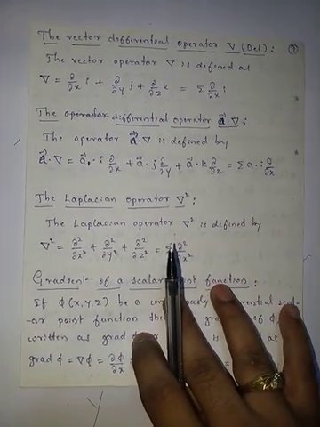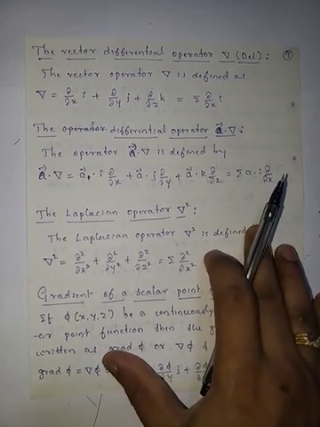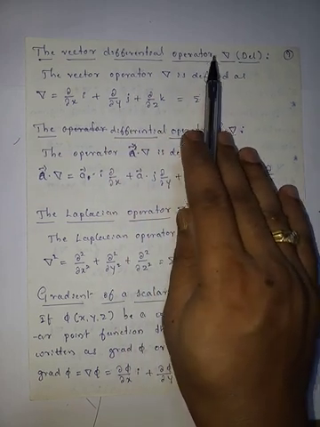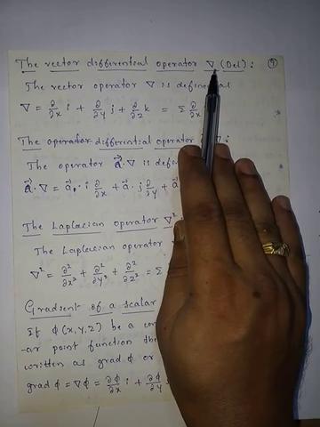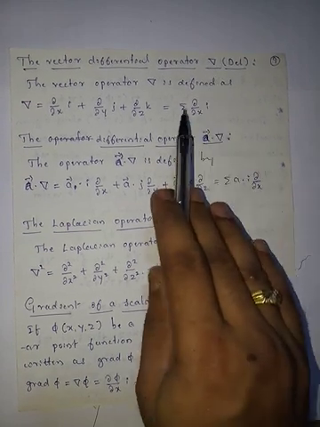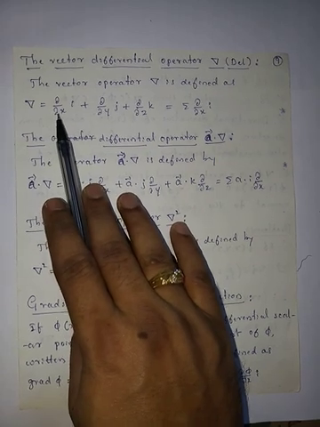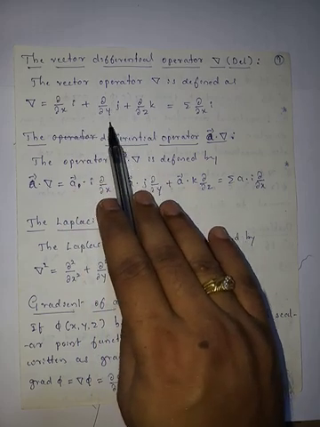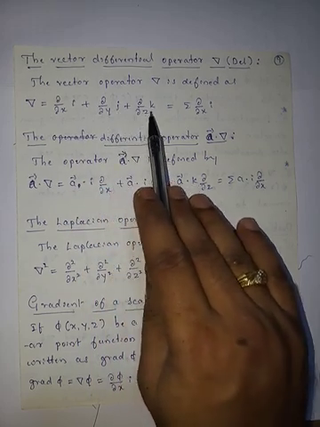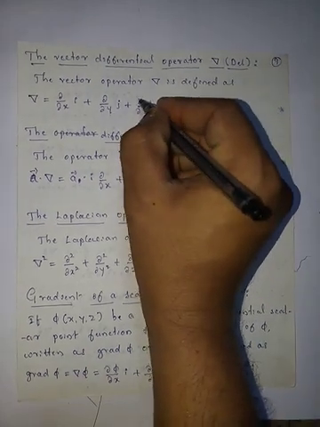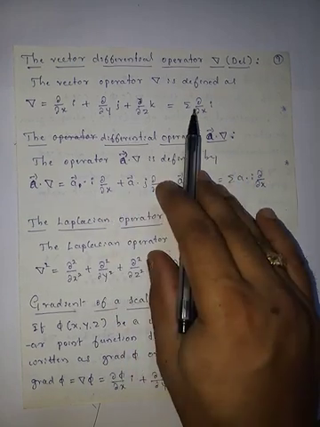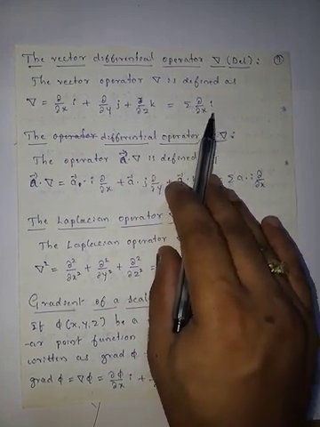Okay, now we take some other useful results, that is the vector differential operator. We denote it as del. So this we read as del, the notation, and we define the vector differential operator del as dou by dou x into i plus dou by dou y into j plus dou by dou z into k. So this is called the vector differential operator del, and this also we can represent as a summation dou by dou x of i.